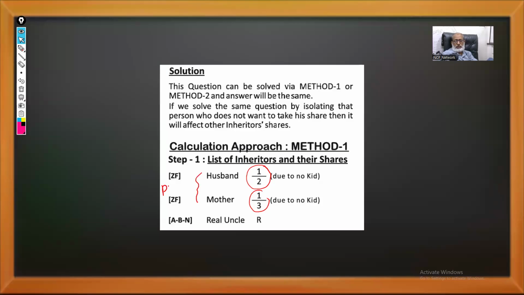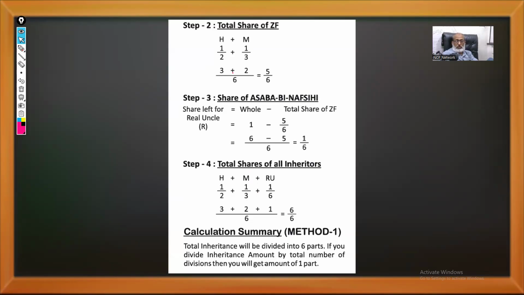Both are the primary heirs. And the real uncle, asbabi nafsi, or you can say residuary by himself, will get the residue after giving the share to the husband and the mother. So in step number 2, we are calculating the total share of the primary heirs, that is 5/6. It means the share left for the uncle or father's real brother is 1/6.